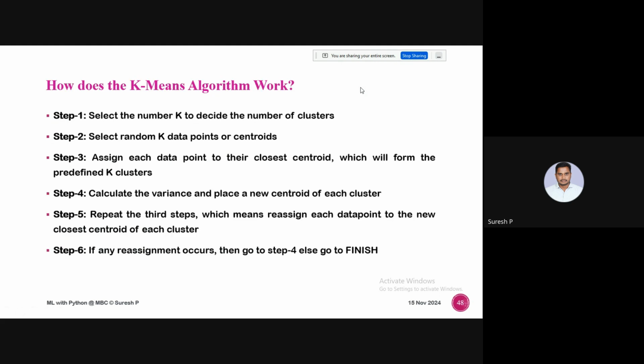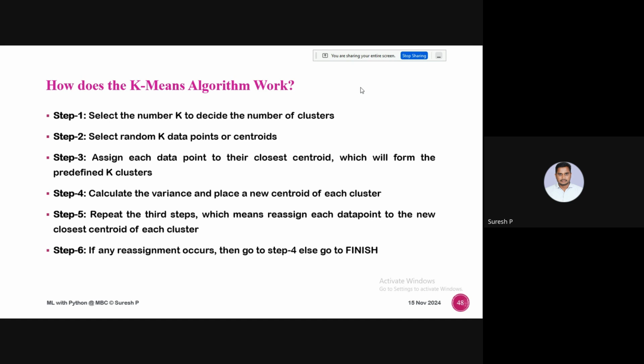So these are the different detailed steps that will be followed in the k-means clustering algorithm. The first step is to select the number k to decide the number of clusters. Whenever we have a data set, first we have to identify how many clusters are to be created. That is very important. For example, if there are 10 data points, should they be divided into 3, or into 4, or into 2? Like that, select the number k to decide the number of clusters.